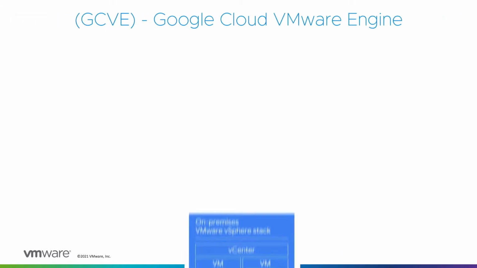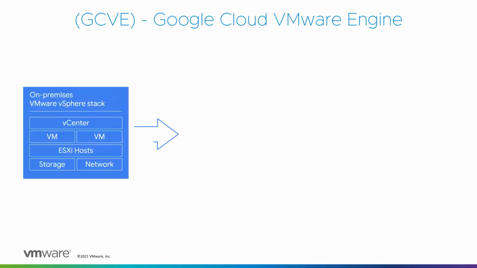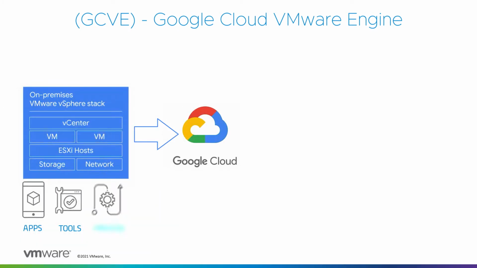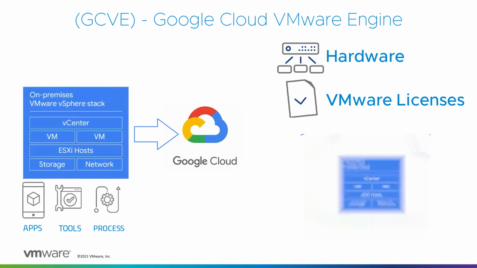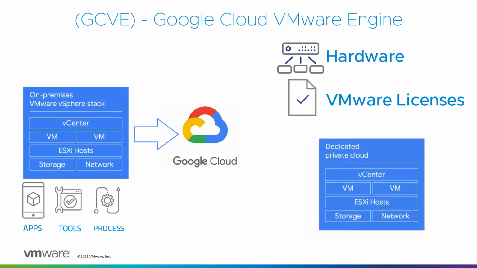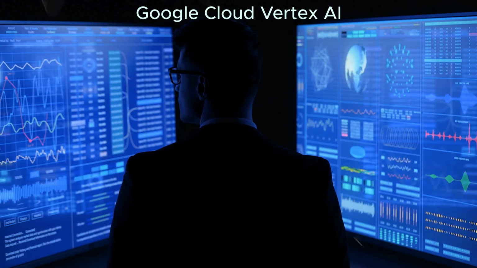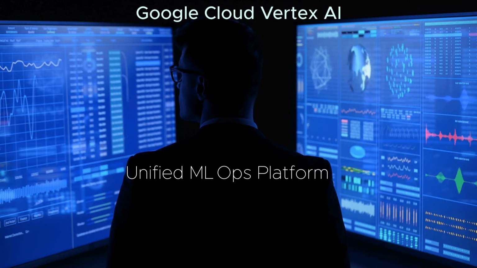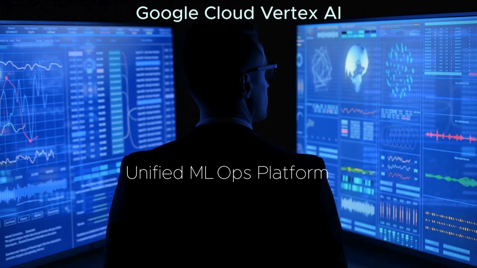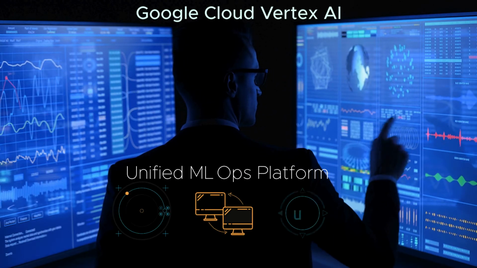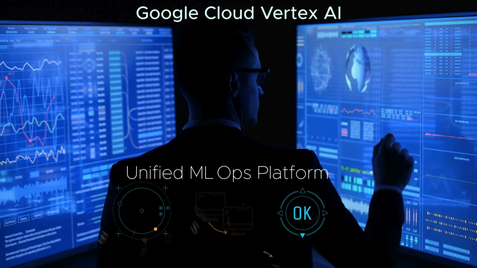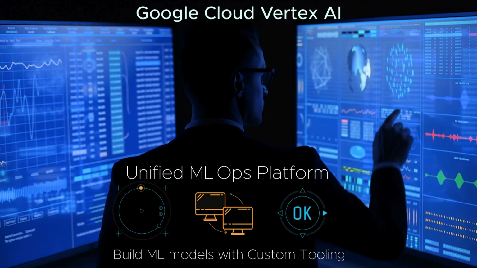GCVE allows you to lift and shift your VMware-based applications to Google Cloud without changes to your apps, tools, or processes. The service provides all the hardware and VMware licenses you need to run in a dedicated VMware SDDC in Google Cloud. Google Cloud Vertex AI is a unified MLOps platform to help data scientists or ML engineers increase experimentation, deploy faster, and manage models with confidence. It also helps to build advanced ML models with custom tooling.